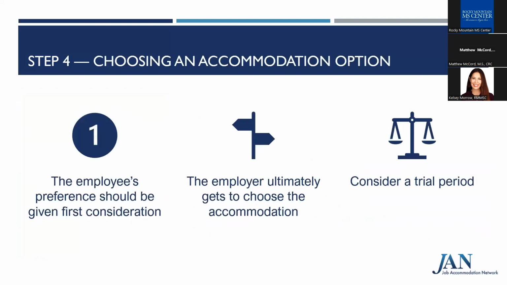Once accommodation options have been explored, it's time to choose what accommodation to implement. If there's more than one effective accommodation option, then the employer gets to choose which one they are going to implement. This means, for example, the employer may choose the lowest cost accommodation if that is their want. However, when possible, employers should consider the preferences of their employees. From a practical standpoint, we all like to choose what equipment or office furniture we use every day. Let's not forget that happy employees are oftentimes the most productive ones.